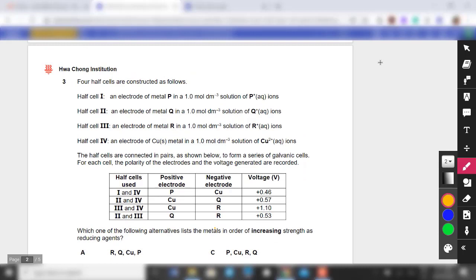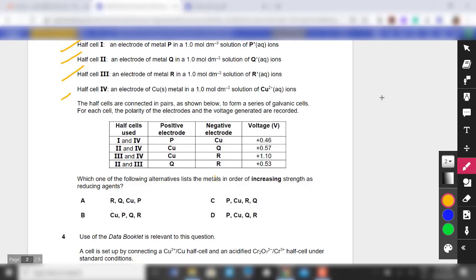So you are given 4 half cells, 1, 2, 3, and 4, and in each of the half cells, there is a metal being dipped into 1 molar of the respective cations. Okay, so P, Q, R are unknown. The only thing that we know is half cell 4, which is copper 2. Okay, so you are given some data in the table. You were told that the half cells are connected in pairs, and then for each cell, the polarity of the electrode and the voltage generated are recorded. So again, they're just mixing up some of the pairs, and then they record the value of the voltage.